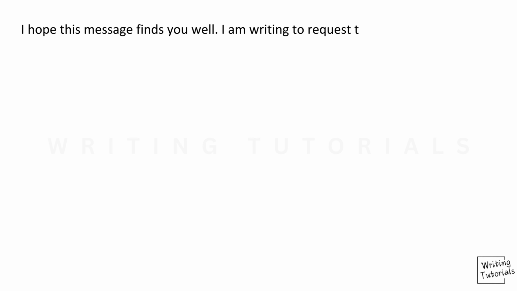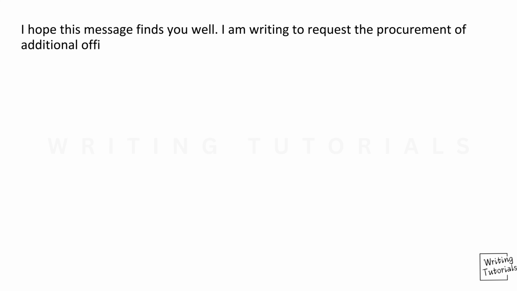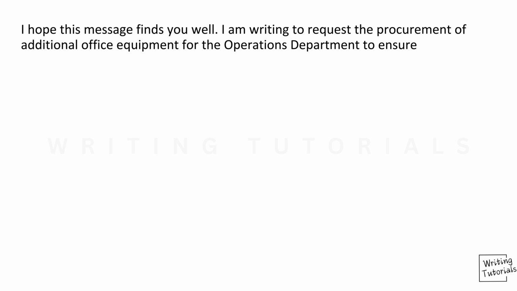Body paragraph 1. Purpose of the letter. The first paragraph explains why you're writing. In this case, James writes, I hope this message finds you well. I am writing to request the procurement of additional office equipment for the operations department to ensure the team continues to work efficiently and meets all upcoming project deadlines.